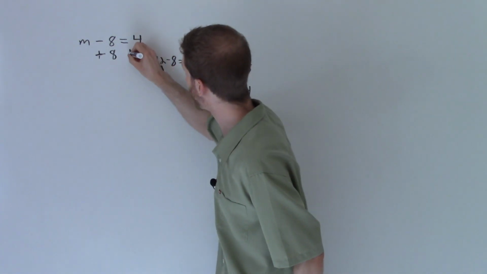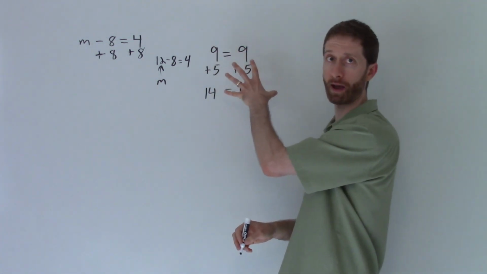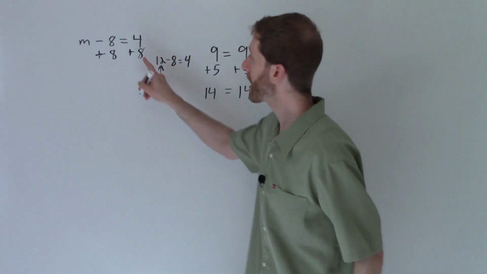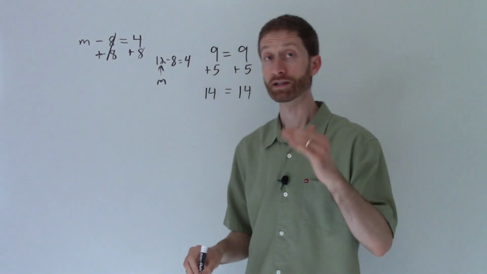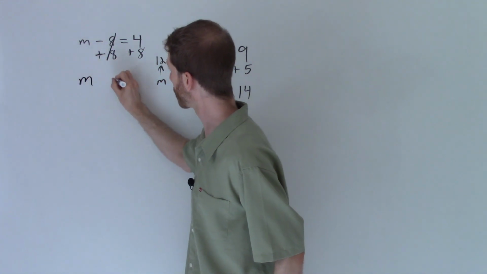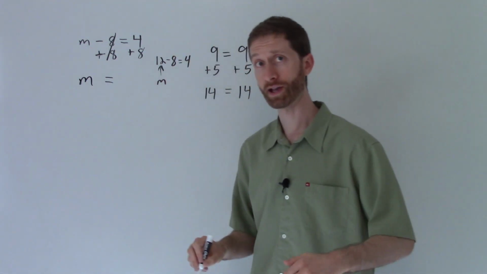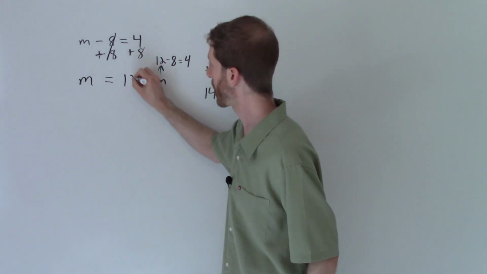So whatever I do to one side of the equation, I have to do to the other, which is exactly what we were talking about over here. So if I add 8 to both sides, let's see what happens. The minus 8 and the plus 8 zero out. We're left with m on the left side of the equation, and on the right side will be the result of doing 4 plus 8. 4 plus 8 is 12.